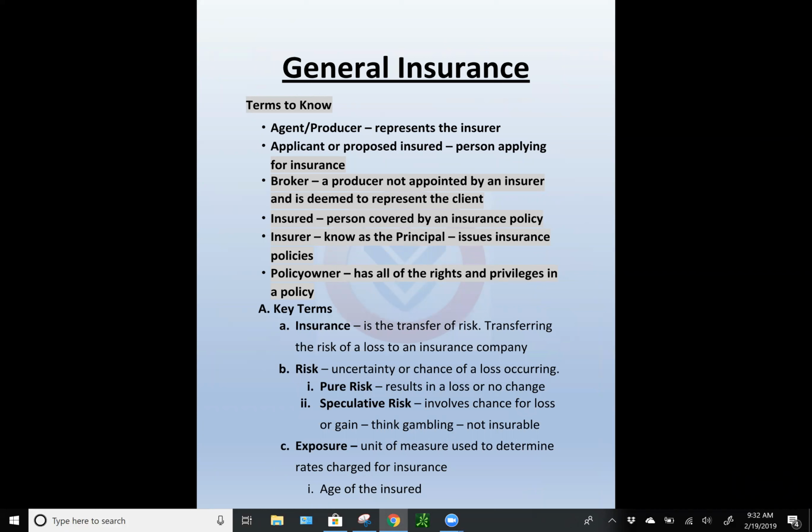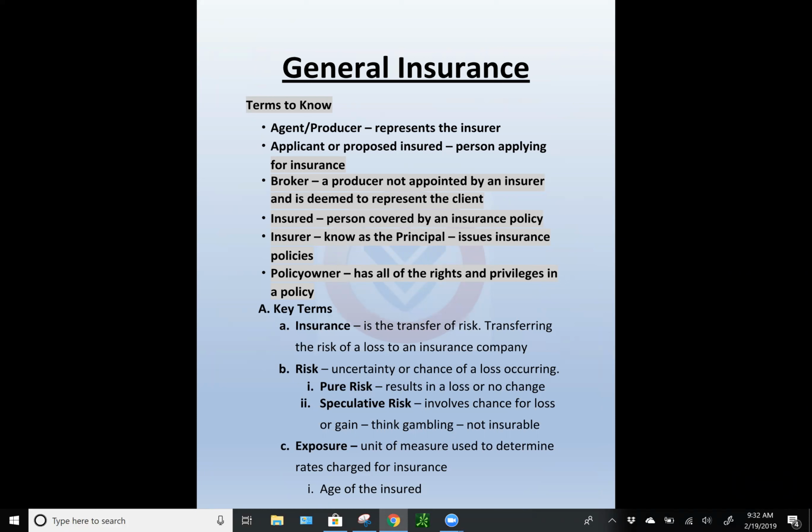First, you need to know what is insurance. Well, insurance is the transfer of risk. The whole reason there is an insurance mechanism is we are transferring the risk of a loss to an insurance company, whether that be life insurance, health insurance, or even car insurance. It's all about transferring the risk of a loss to the insurance company. Risk is defined as the uncertainty or chance of a loss occurring.